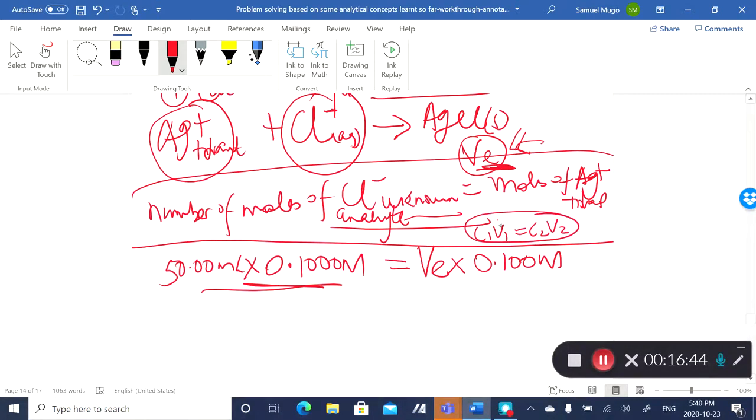And C1V1 refers to the number of moles, right? That's how you calculate moles, concentration times volume. Meaning, the VE of silver is equal to 50.00 ml. That's the equivalence volume. And so it's very important to know at what point I reach my equivalence volume.